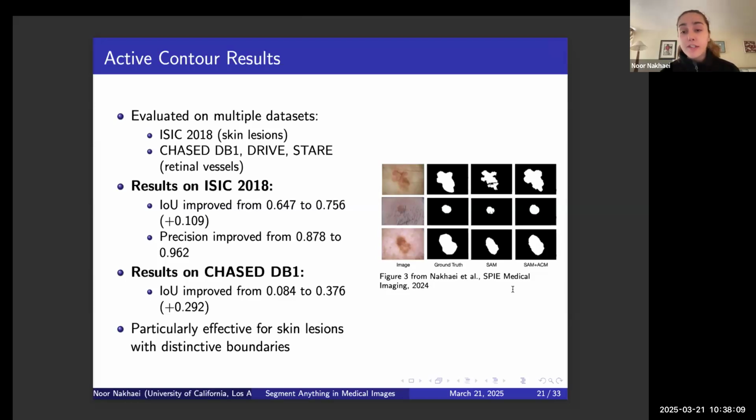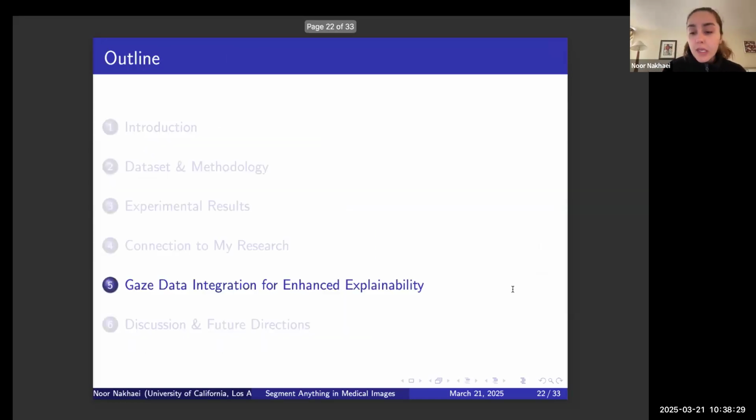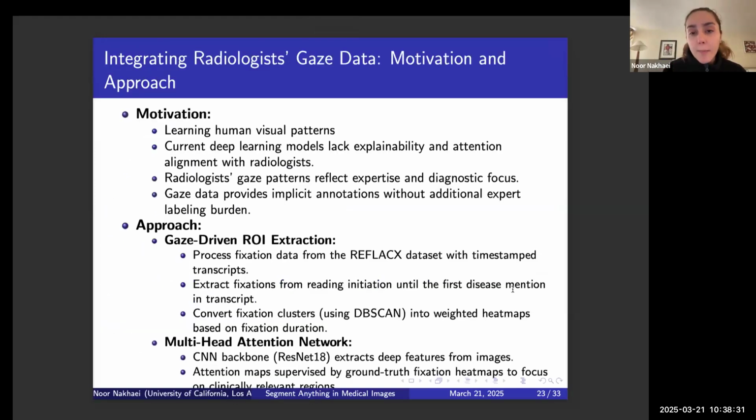Also on the retinal vessels, which SAM was struggling on, we got an IoU improvement from 0.8 to 0.37. It was particularly effective for skin lesions with distinctive boundaries. Very quickly, we do have slides, but I'll go over this quickly.